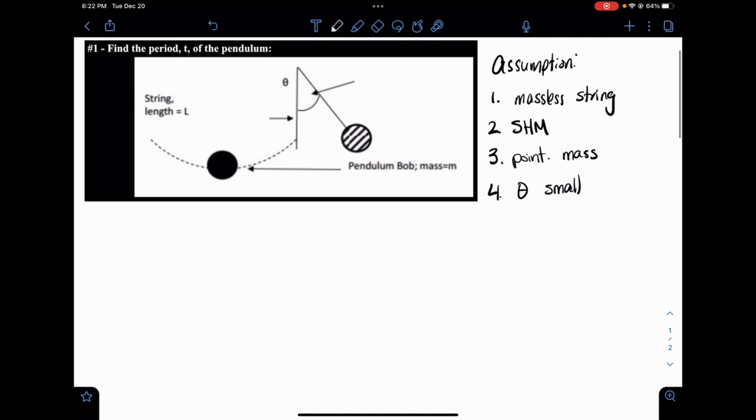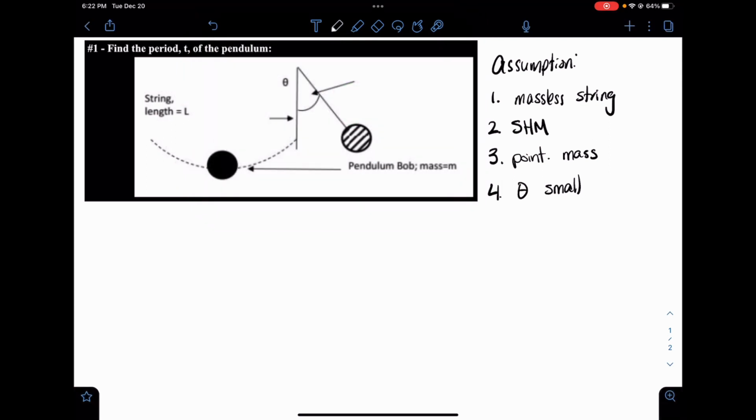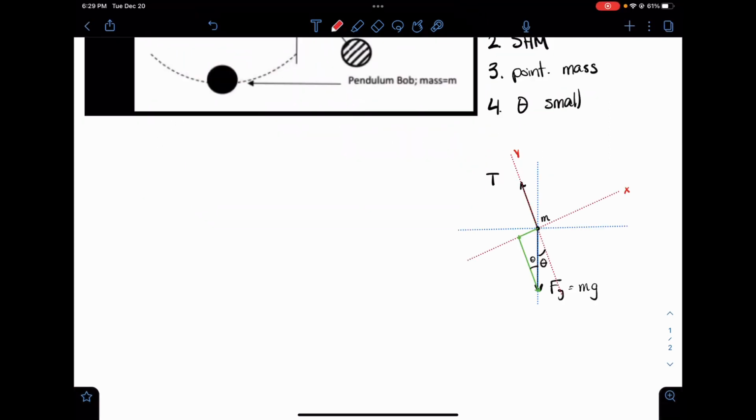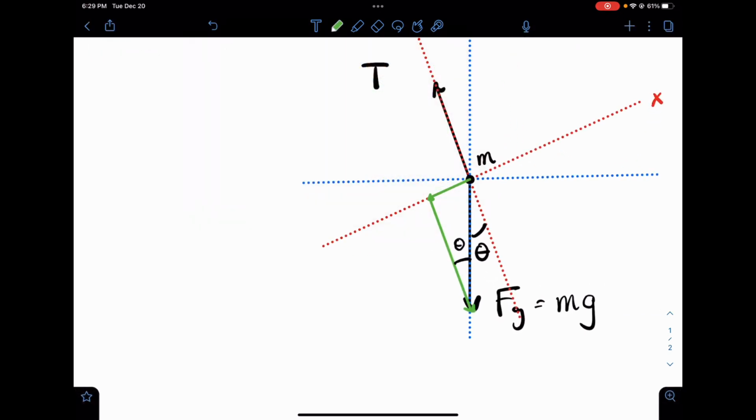So the next thing we want to do for this problem is we're just going to do a free body diagram, and we're going to annotate all the forces that are acting on our bob here. So I've gone ahead and drawn out our free body diagram here. And just some things I want to highlight is there's only two forces.